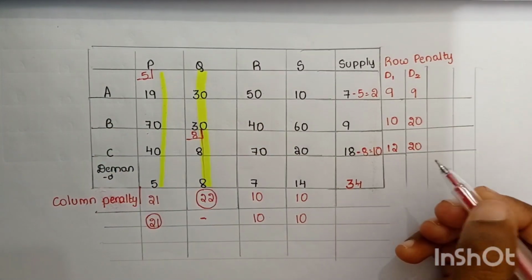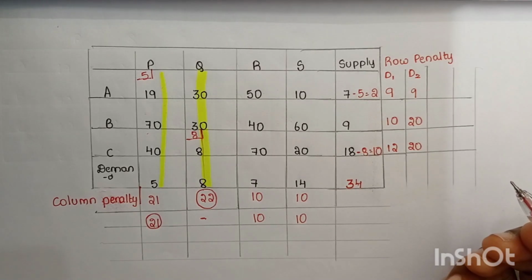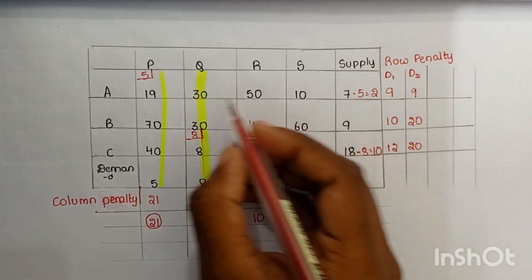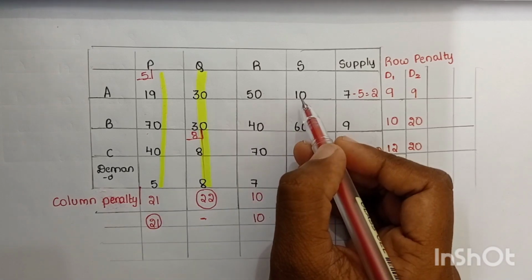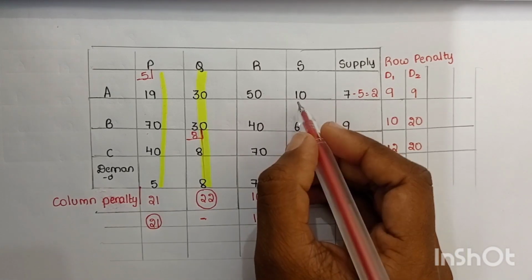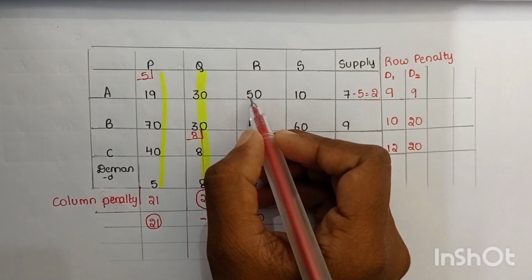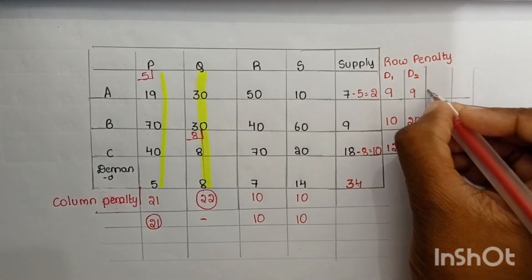Again, we have to repeat the same thing. We have to identify the row as well as column penalty. When we consider this row, the remaining values are 50 and 10. So the least value is 10 and the second least value is 50. So 50 minus 10 is 40.